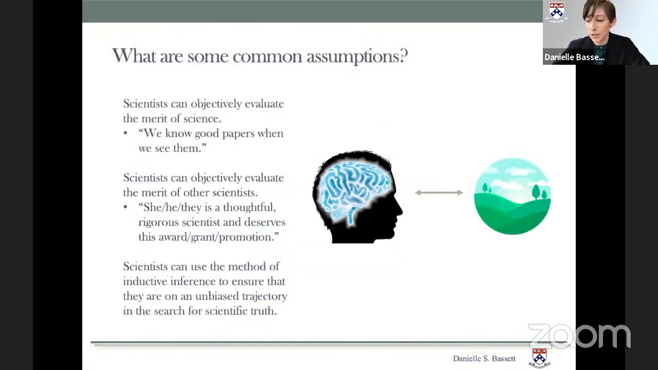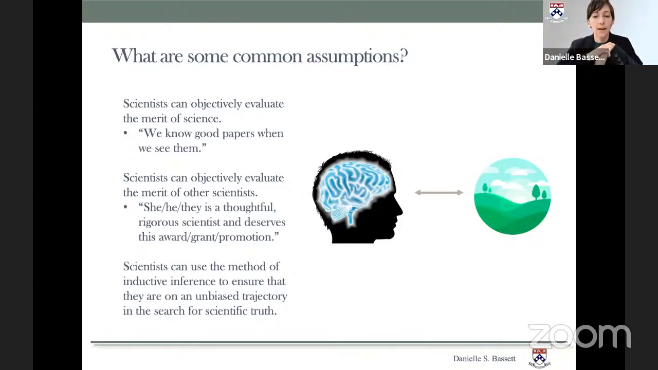So I want to ask the question of what are some of the common assumptions that we have about scientists, and actually that our culture in the United States and elsewhere has about scientists? Well, scientists are thought to be able to objectively evaluate the merit of science. So we'll often hear someone say, you know, we know good papers when we see them. It's kind of, we are very good at objectively evaluating the merit of science.